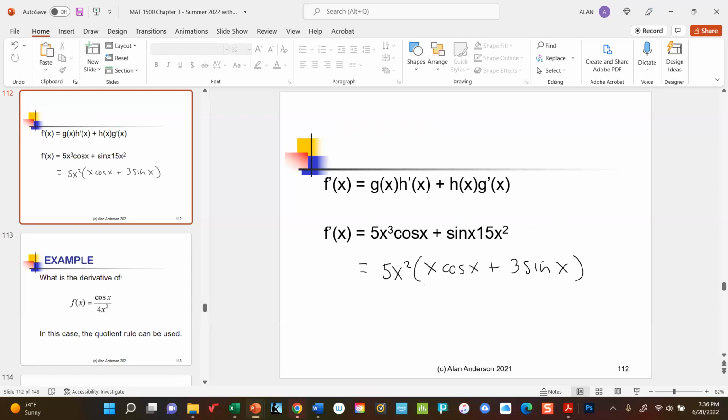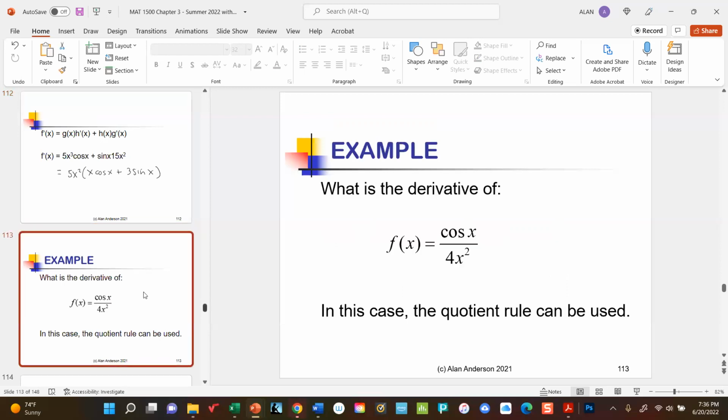All right, now let's take a look at this one. Oh no, the dreaded quotient rule. Yeah, that was bound to pop up again. So the function is cosine x over 4x squared. Of course, we're going to use the quotient rule, which we were just looking at a few minutes ago.